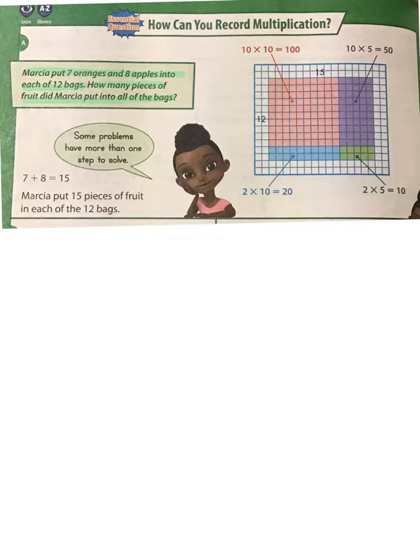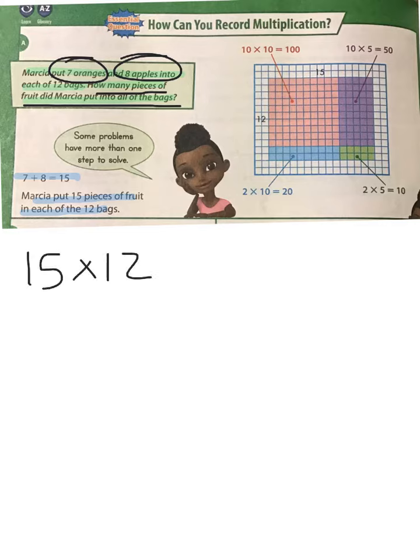First of all, let's underline our question. We want to find out how many pieces of fruit Marcia put into the bags. Well, if she used apples and oranges, that is 2 different types of fruit. So first of all, we have to figure out how many fruits she has. So we need to add 7 plus 8, and we get that Marcia put 15 pieces of fruit in each of 12 bags. So now we need to multiply 15 times 12 to find out how many pieces of fruit are in all of the bags.